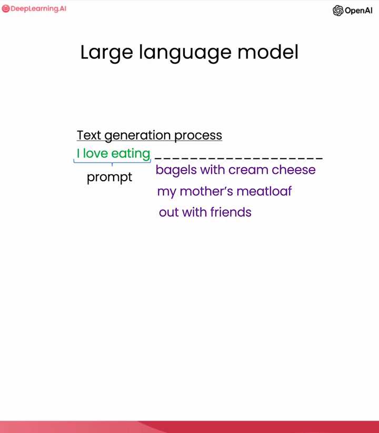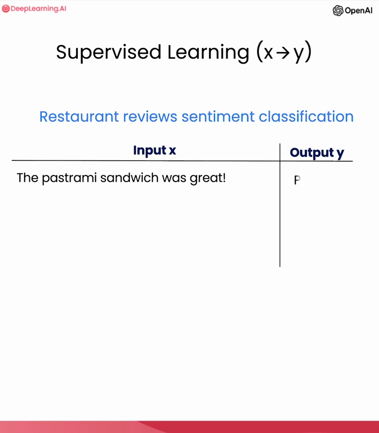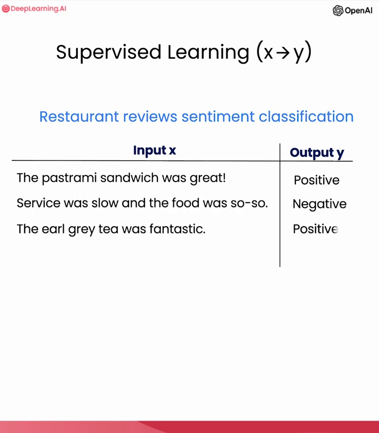The main tool used to train an LLM is actually supervised learning. In supervised learning, a computer learns an input-output, or X to Y, mapping using labeled training data. So for example, if you're using supervised learning to learn to classify the sentiment of restaurant reviews, you might collect a training set like this, where a review like "the pastrami sandwich is great" is labeled as a positive sentiment review, and so on. And "service was slow, the food was so-so" is negative, and "the Earl Grey tea was fantastic" has a positive label.